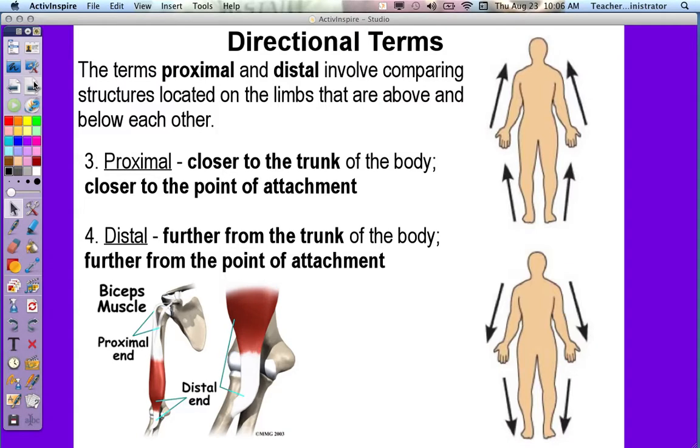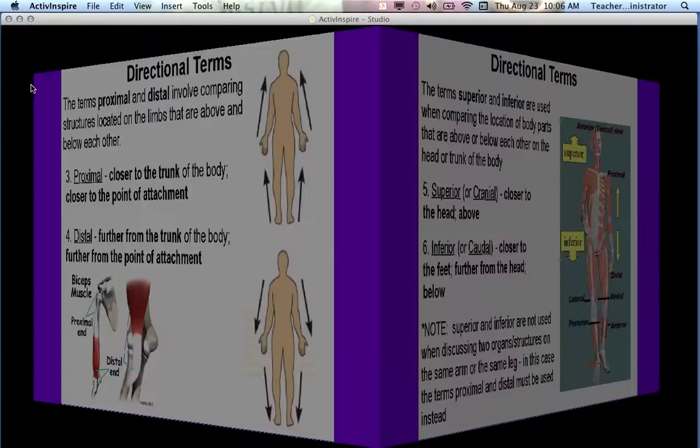Proximal means closer to the trunk of the body. Your trunk is like your chest and abdomen area put together. Okay? Distal means that it's further from the trunk of the body. So proximal means it's closer to the point of attachment, which is really your shoulders and your hips. So the closer the structure is to the shoulder on the arm or to the hip on the leg, the more proximal that structure is. The further it is from that point of attachment to the trunk, the more distal that structure is.